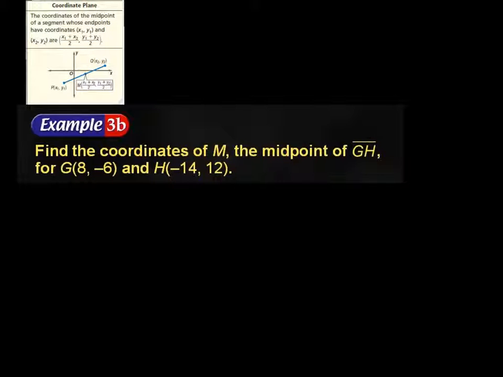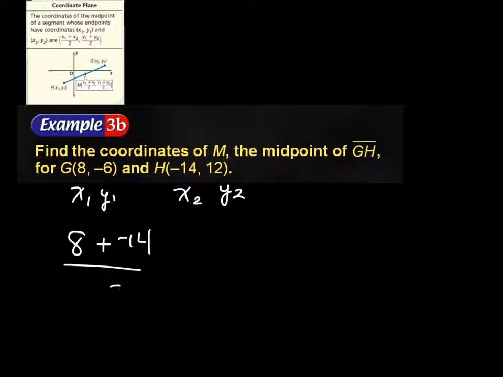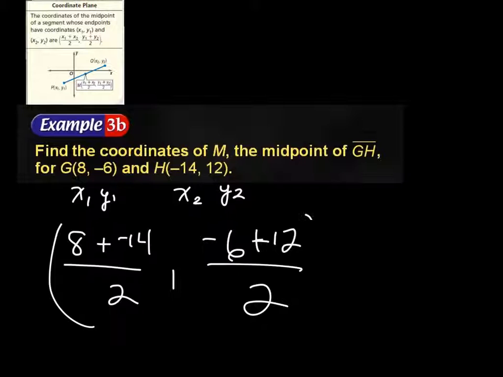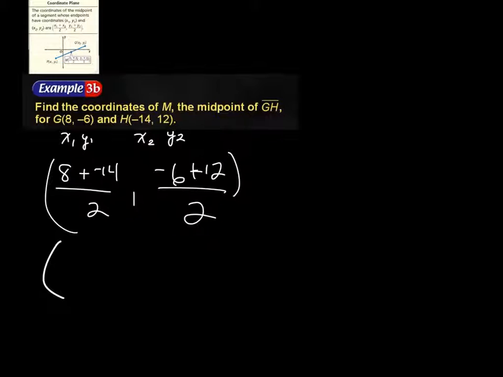Find the coordinates M of the midpoint of segment GH, where G is at 8, negative 6. I'm going to call it x sub 1, y sub 1. And H is at negative 14, 12. I'm going to call it x sub 2 and y sub 2. So using the formula, we're going to add our x's: 8 plus negative 14 divided by 2, and add our y's: negative 6 plus 12 divided by 2. And all we have left to do is simplify it.